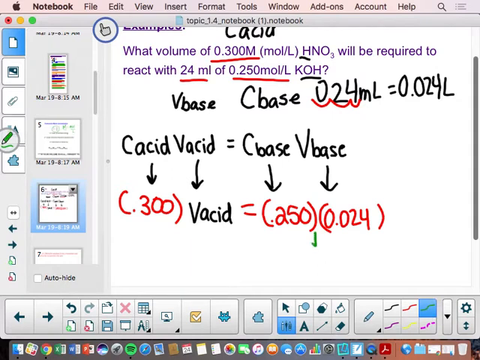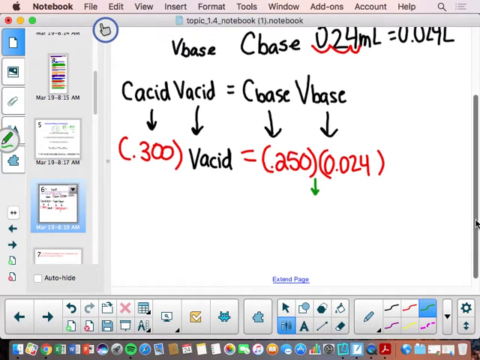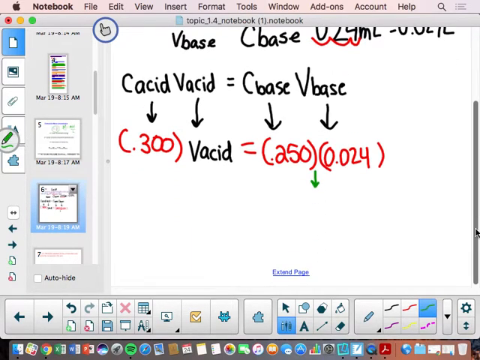So what I just did is I multiplied these two numbers together, and I got 0.006. So I just multiplied those two numbers, got 0.006. Now I've got 0.300 times V acid is equal to 0.006.